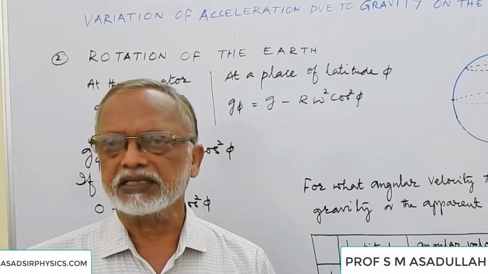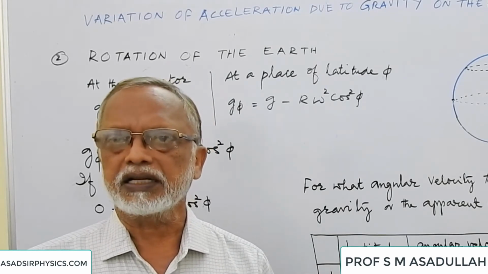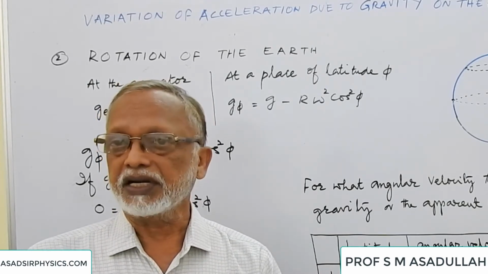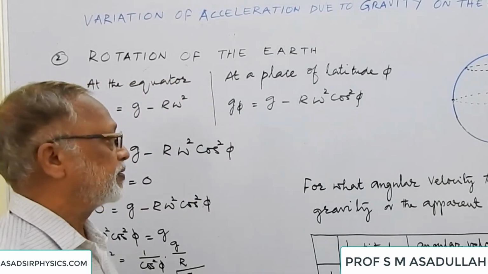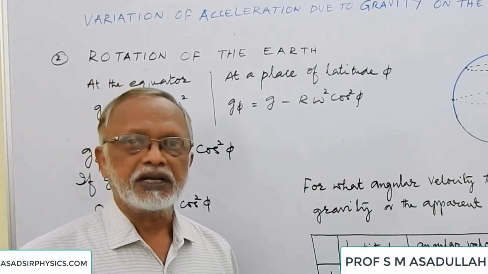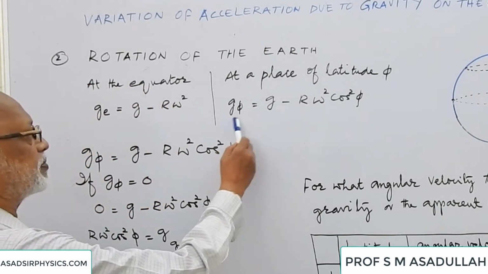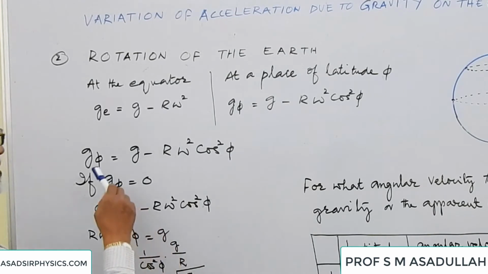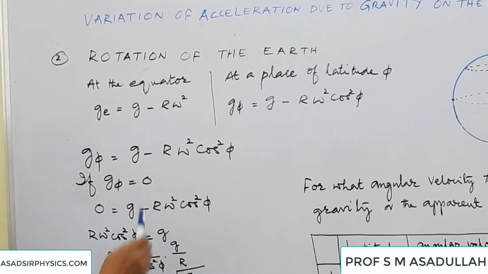The correct answer is that it is the acceleration due to gravity at the poles, or at any place if the earth is perfectly spherical and not rotating. Now we want to find for what angular velocity of the earth the acceleration due to gravity at any place of latitude phi becomes 0. Let us write the general formula for acceleration due to gravity: g_phi = g - R omega^2 cos^2 phi. We want to find for what omega g_phi is becoming 0. Let us substitute g_phi = 0 here.